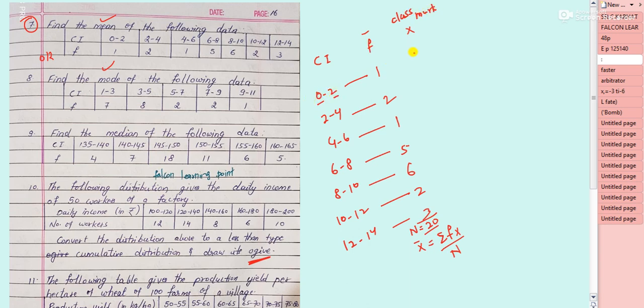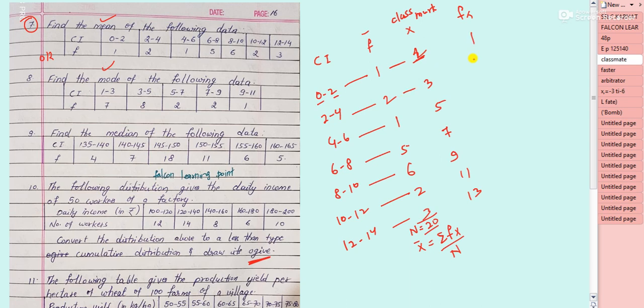0 plus 2 by 2 is, sorry, it is 1. Next, 4 plus 2 is 6 by 2 is 3. Here it is 5. This is 7. Here it is 9. This is 11. Here it is 13. So this is x. Now fx, just multiply these two.